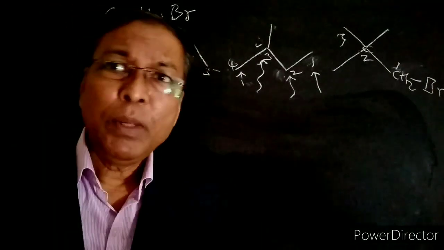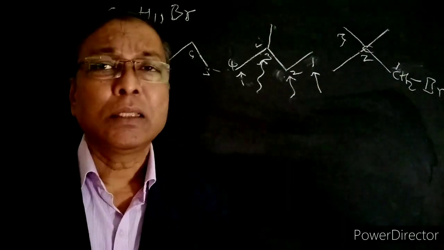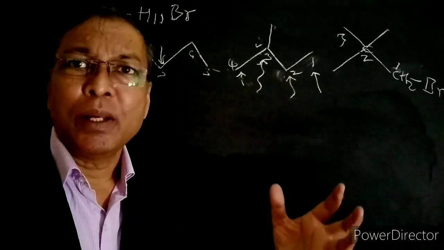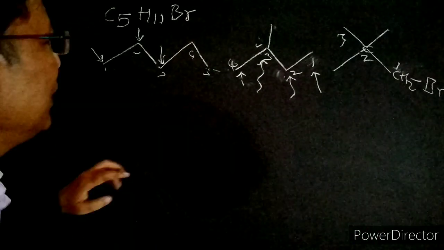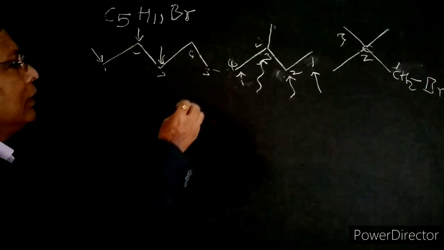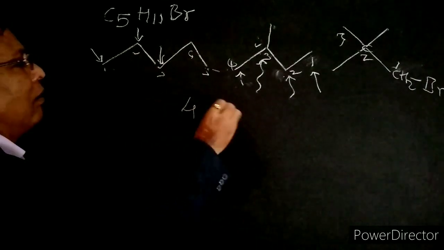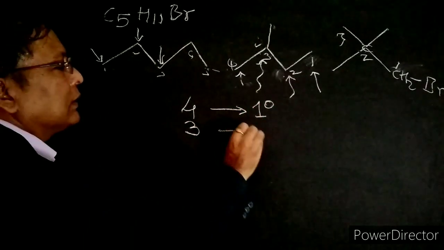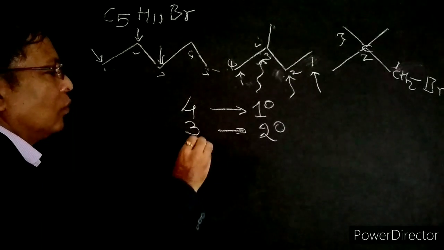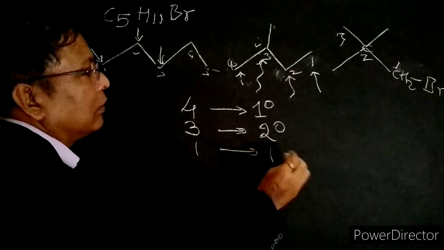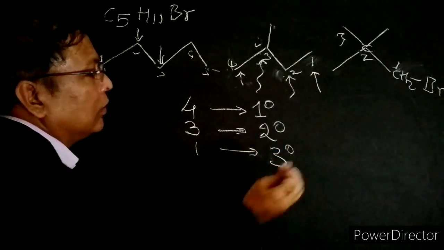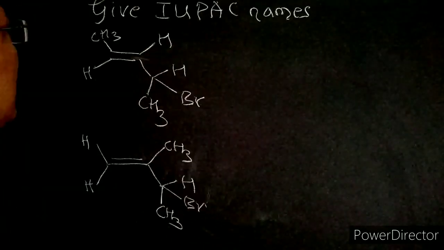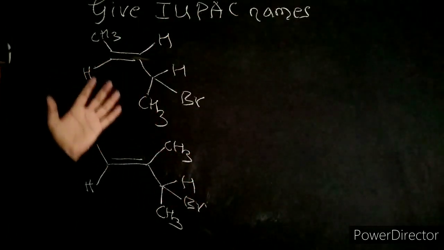They may even ask in a competitive exam, C5H11Br contains how many primary, secondary, tertiary isomers. As we have seen, 4 primary isomers, 3 secondary isomers and 1 tertiary isomer are possible with the formula C5H11Br. Give IUPAC names of the following structures.